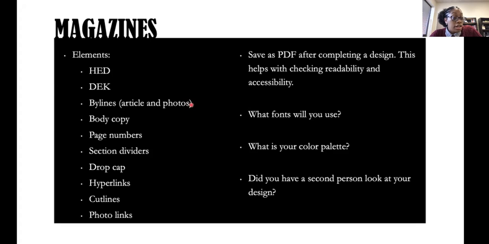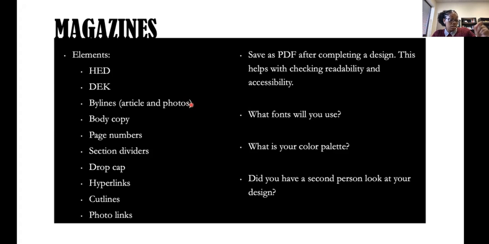Then you've got to think about body copy, page numbers, section dividers, and drop cap. For example, you see a text, but then you see a letter that is increased in size. So you have a very big A, and then all the other lines are 12-point font. That's an example of drop cap. It lets the reader know exactly where they need to start reading. You can also do that for first lines of paragraphs as well.